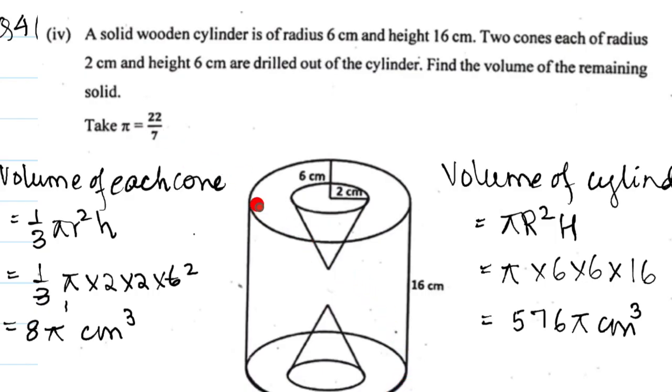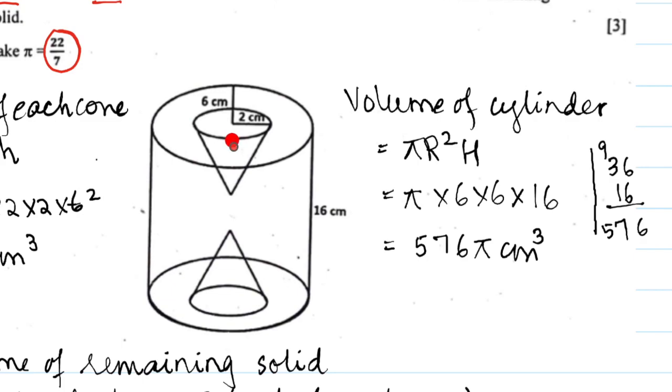Question number 4, the fourth subpart. A solid wooden cylinder of radius 6 centimeters, height 16 centimeters, 2 cones each of radius 2 centimeters, height 6 centimeters, are drilled out of the cylinder. Find the volume of the remaining solid. Take pi as 22/7.